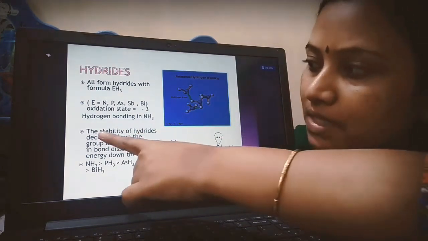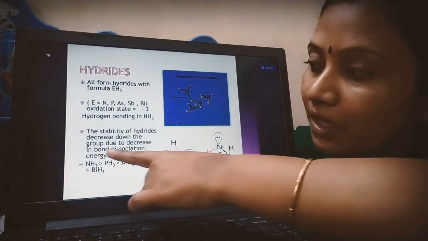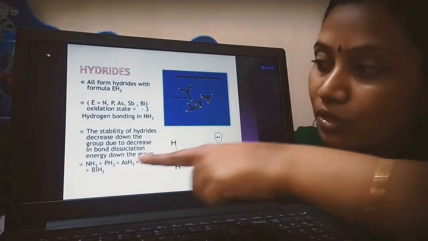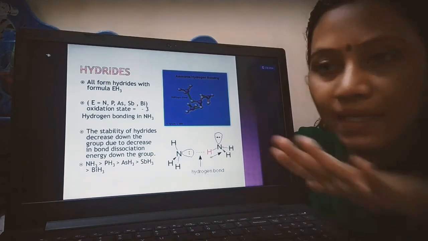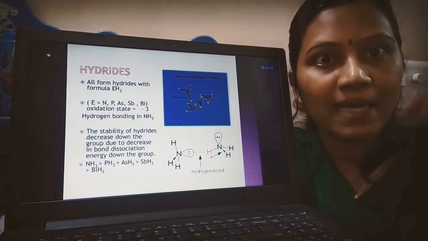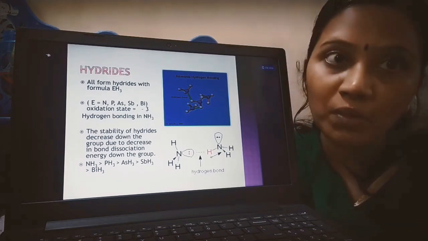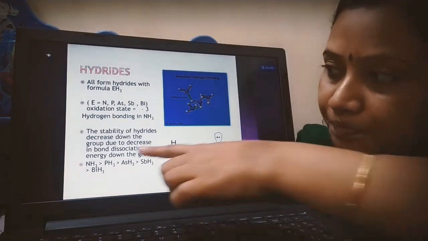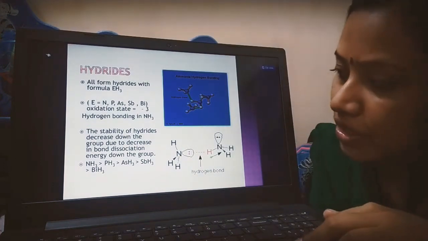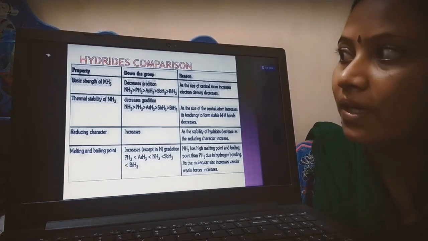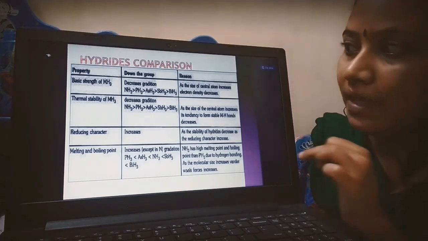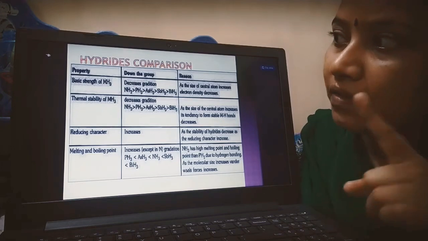Now look into the stability of the hydrides. The stability of the hydrides will be decreasing. Why does stability decrease? Because bond dissociation energy decreases. Okay, children, the stability of these hydrides decreases as I am moving down the group, because the bond dissociation energy is decreasing as I am moving down the group. Okay, children, this is the structure of ammonia. This is how I am going to compare the hydrides, and I am going to tell you the reason for that.